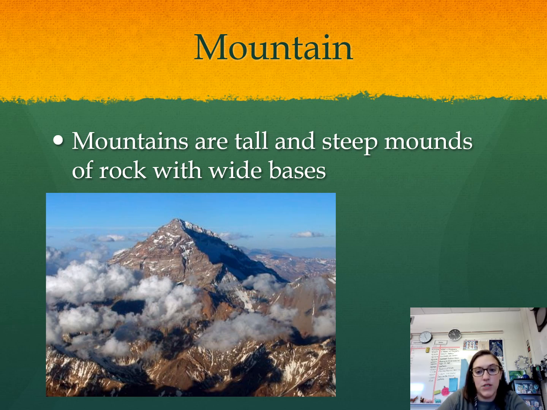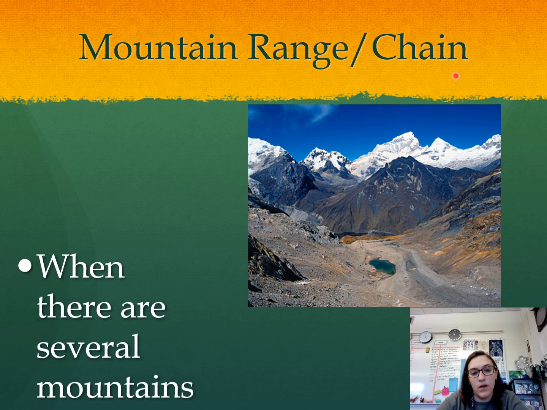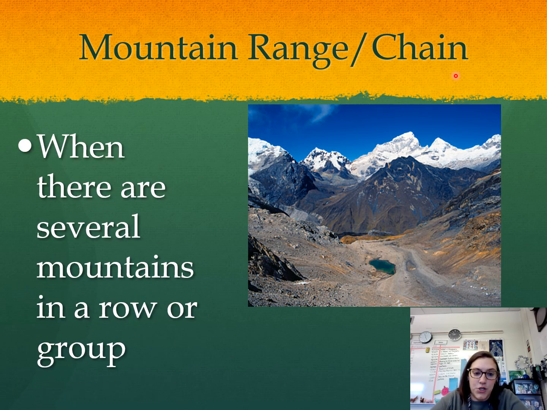So this is going to move us to our next subtitle, mountain range, or you could say mountain chain. Either one would be appropriate. So new subtitle, mountain range or chain. Again, you can pause if you need to. And this is the definition. This is your bullet point. When there are several mountains in a row or a group.